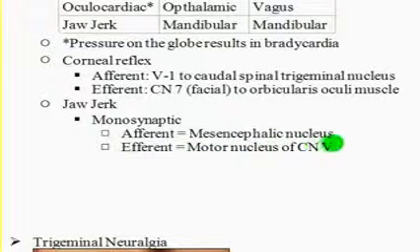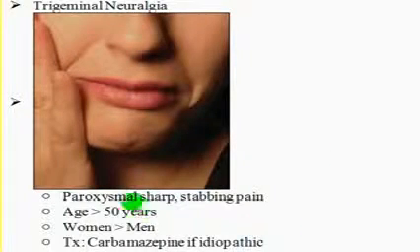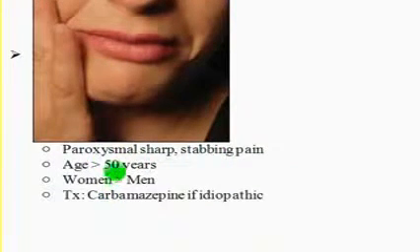Trigeminal. Some problems: trigeminal neuralgia. These are paroxysmal sharp stabbing pains. They occur in women more than men, age greater than 50. Treatment is carbamazepine if it's idiopathic, if you don't know what's causing the irritation of this nerve.